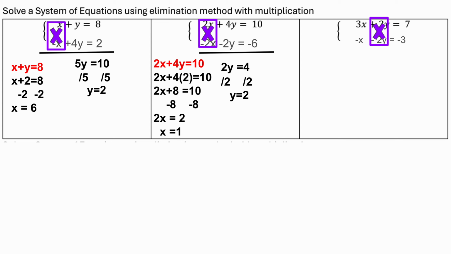And we can draw our add-in line and add downward. 3x minus x is 2x. 7 minus 3 is 4. I'm going to divide both sides by 2, and x equals positive 2.